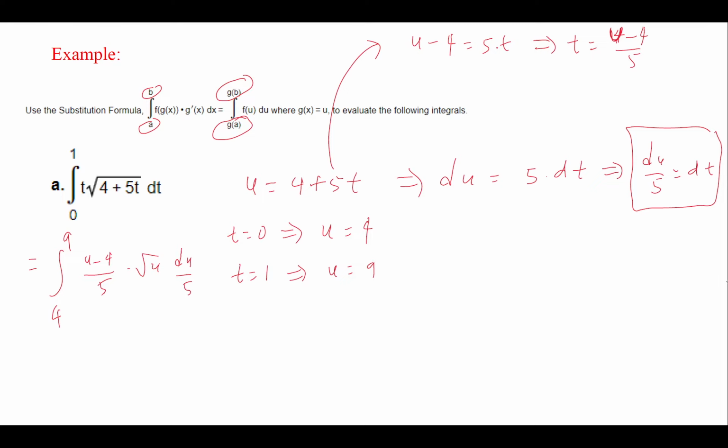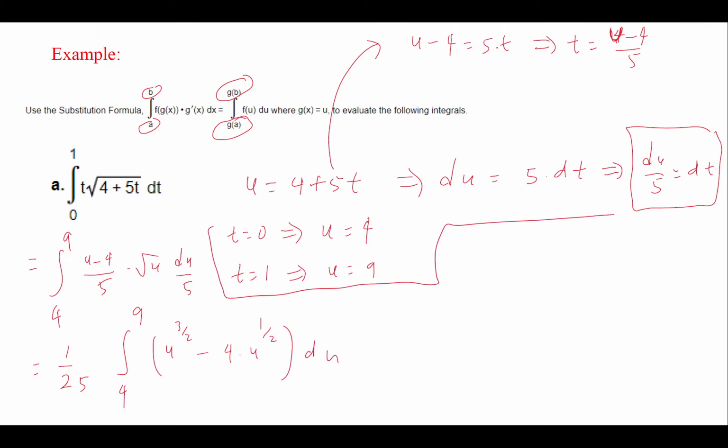So I can keep this constant 5 times 5 outside, which is 1 over 25, and inside we will have the integral from 4 to 9 of u minus 4 times u to the power half. If you distribute this u here, it will give me u to the power 3 over 2 minus 4 times u to the power half du. So this is the integration we now need to find out. And finding this integration is easy because we just need to use the power rule.